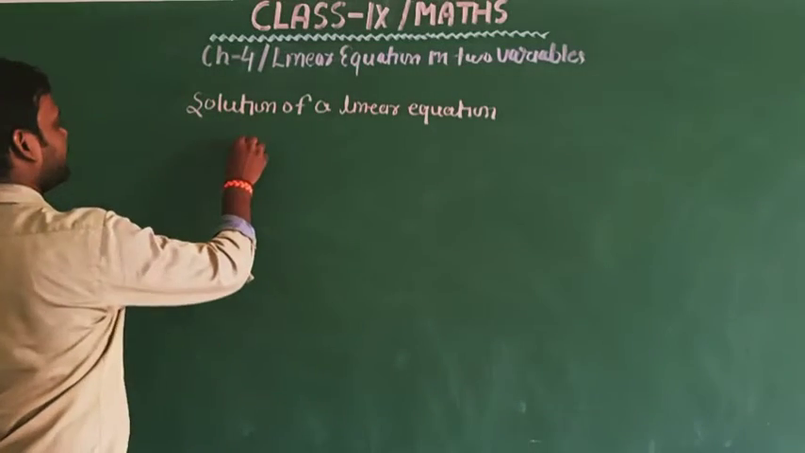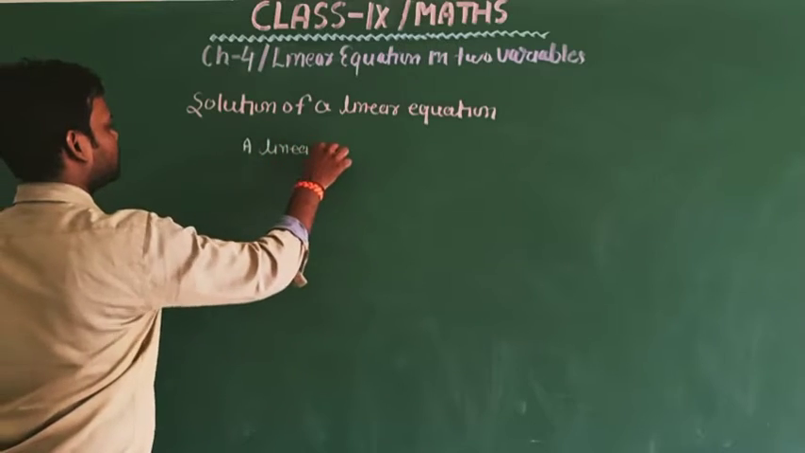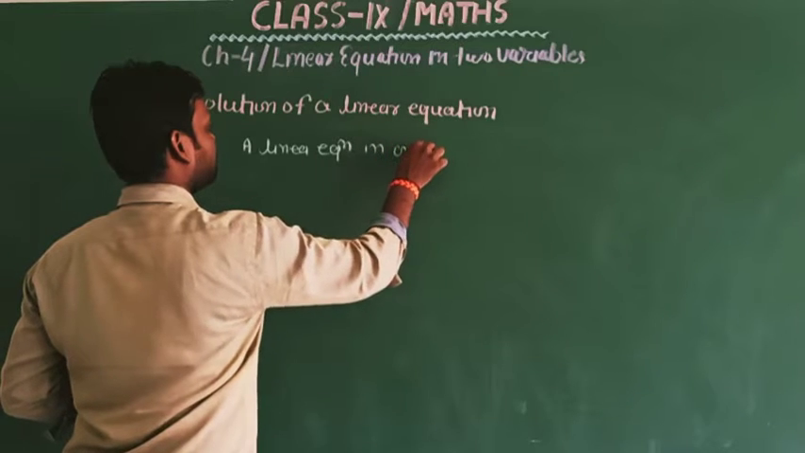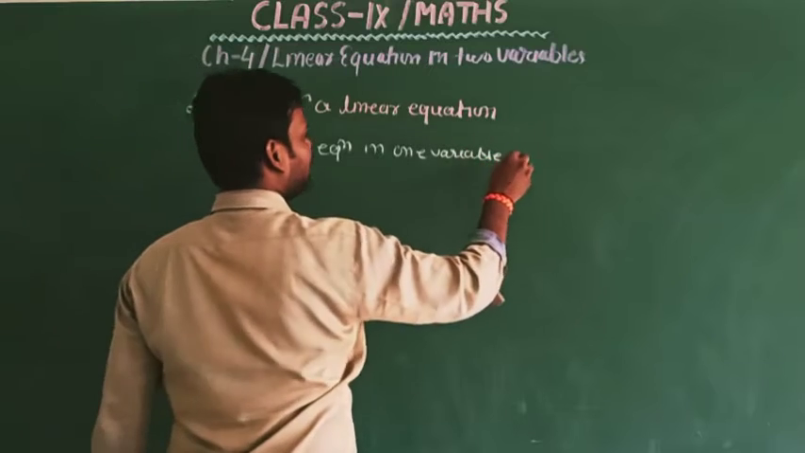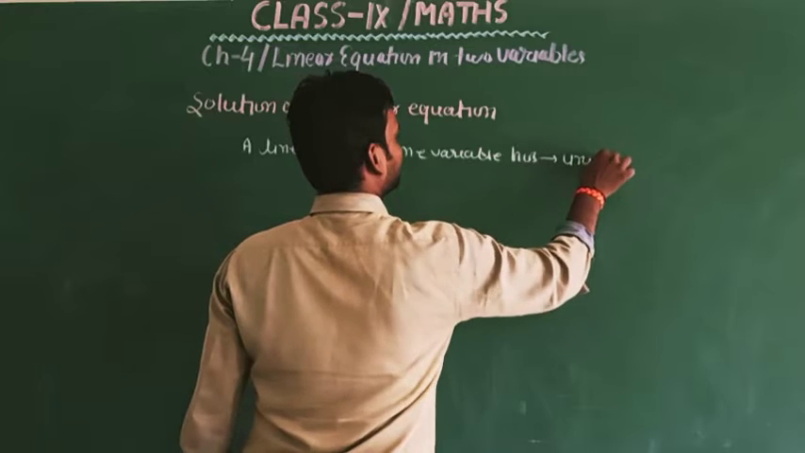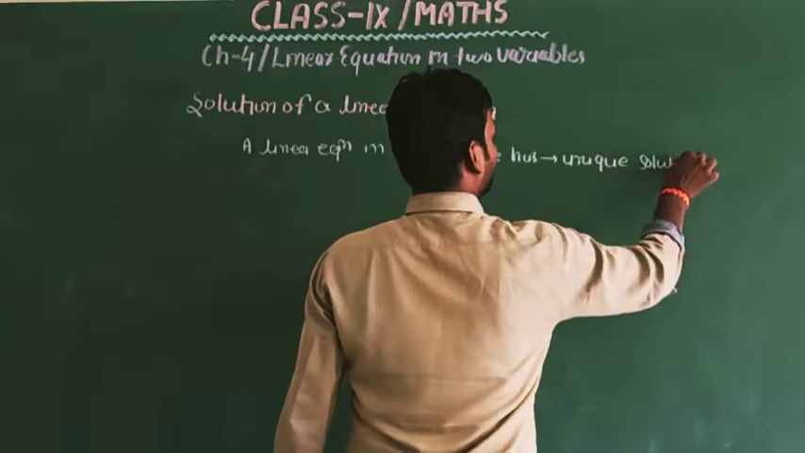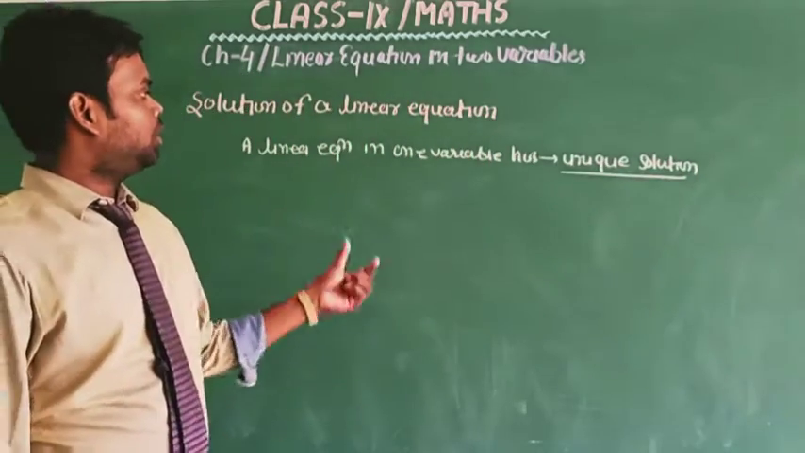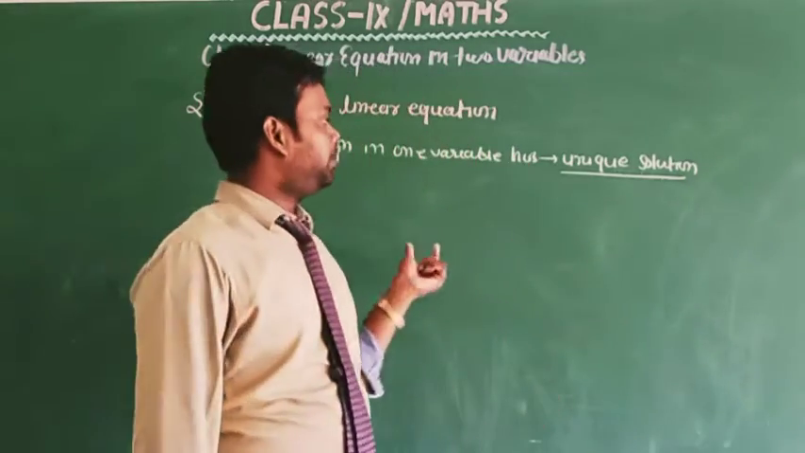A linear equation in one variable has a unique solution. Unique solution means only one value will satisfy the given equation.